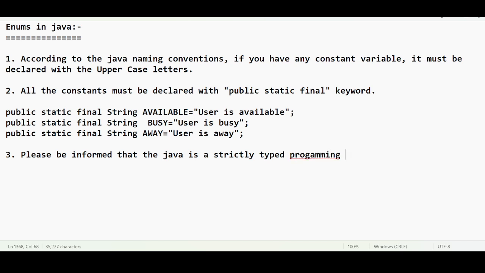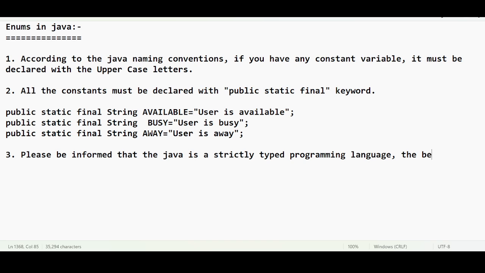For Python, it is not like that. For Python, you can specify a value, and dynamically it is going to consider the data type. But for Java, it's the developer's duty to define the data type along with the value. Okay, Java is a strictly typed programming language.